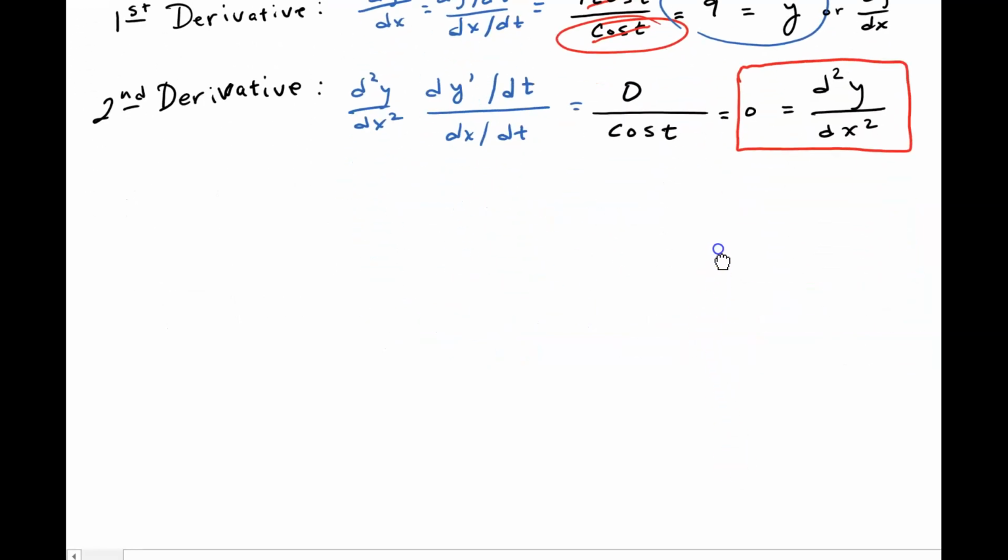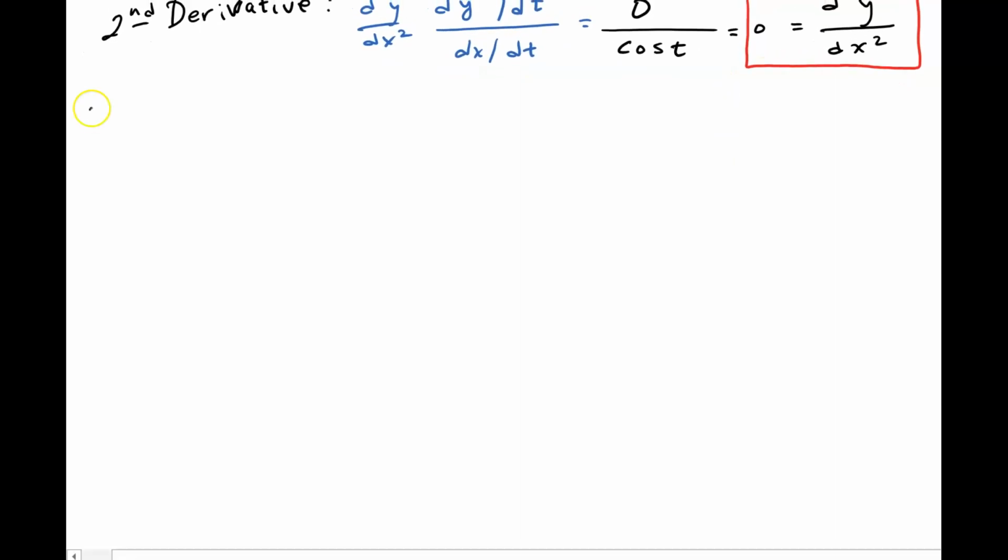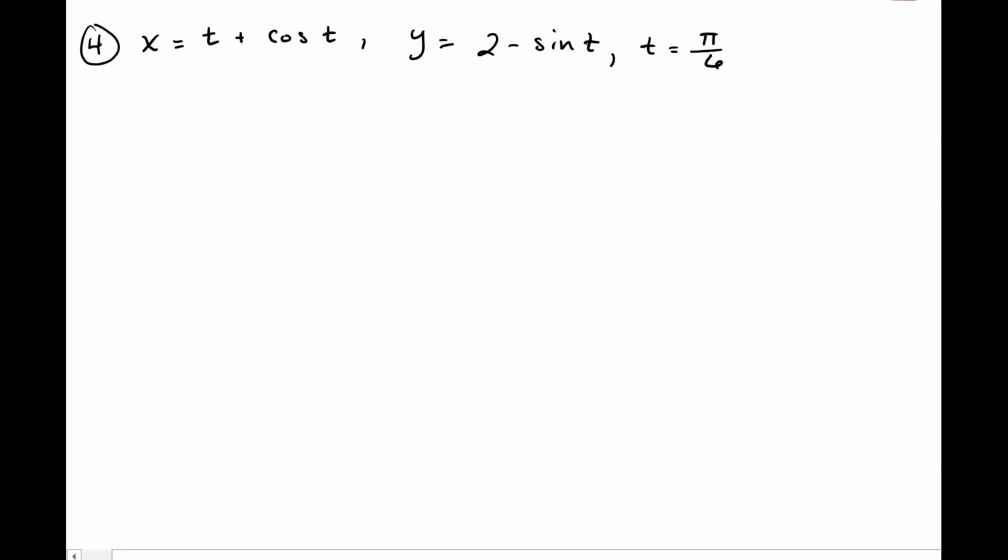Let's take a look at another example. Number 4 is what I'm going to call it. I'm going to say x equals t plus the cosine of t, y equals 2 minus the sine of t, and t will equal pi over 6. So you're going to need knowledge of the unit circle. In the last one, we had a value of t, but we didn't need to plug it in because there was nowhere to plug it in.